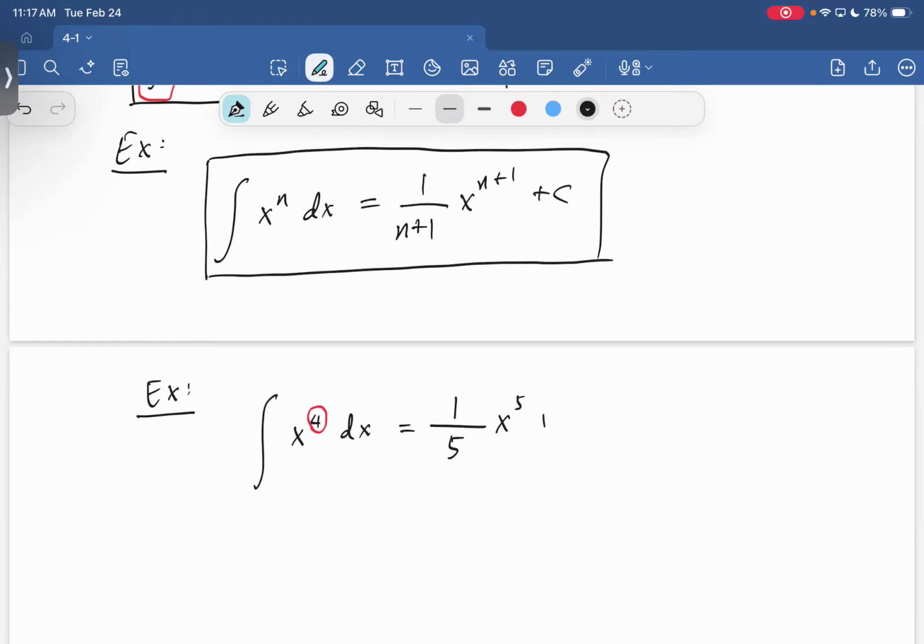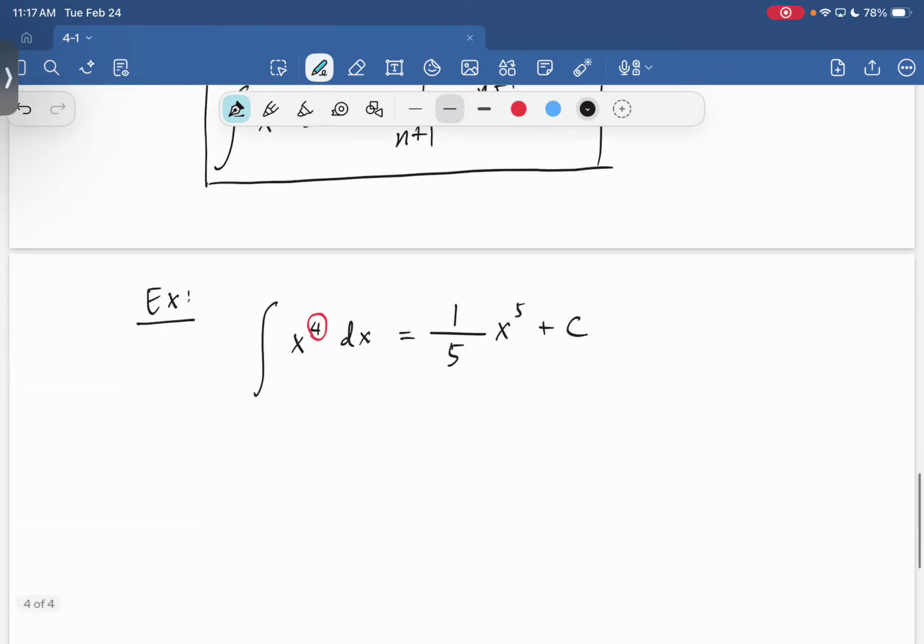It's so much easier, Mr. Then. Okay. Any questions? So the integral of x to the fourth is 1/5 x to the fifth plus c.